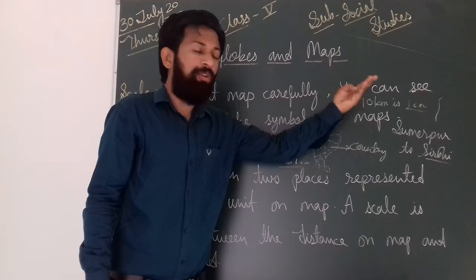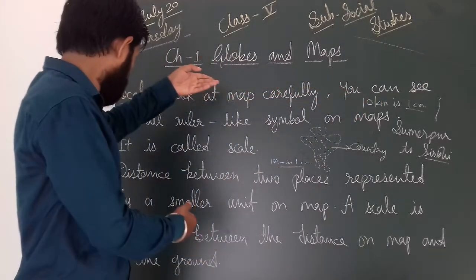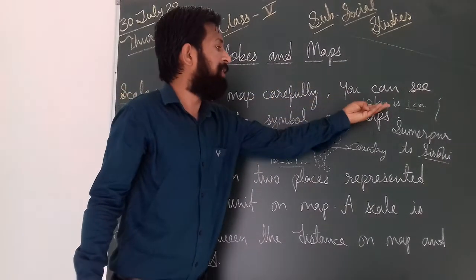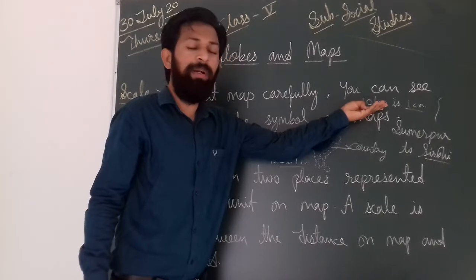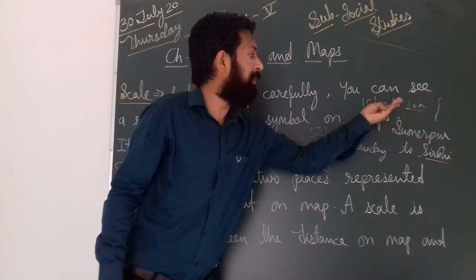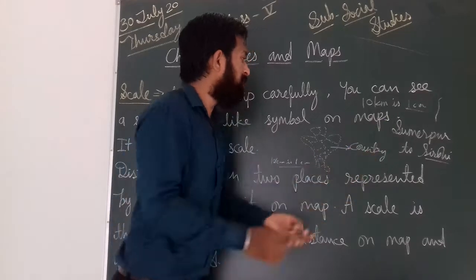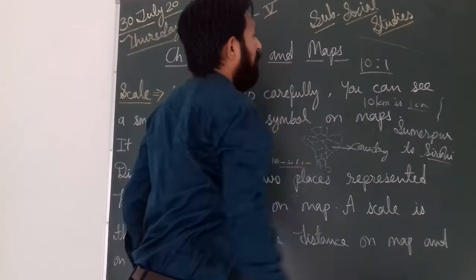The ratio between actual distance, like an actual distance of 10 km, is 1 centimeter on the map. So 10 is to 1. This ratio is shown here, the ratio here is 10 is to 1.